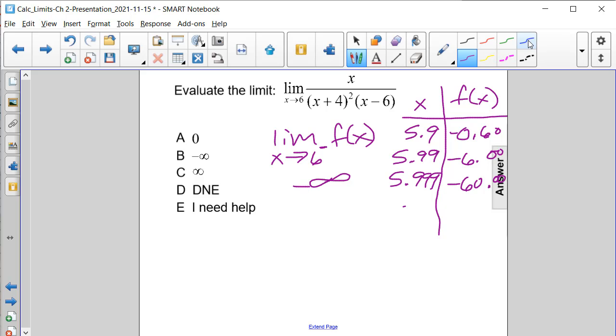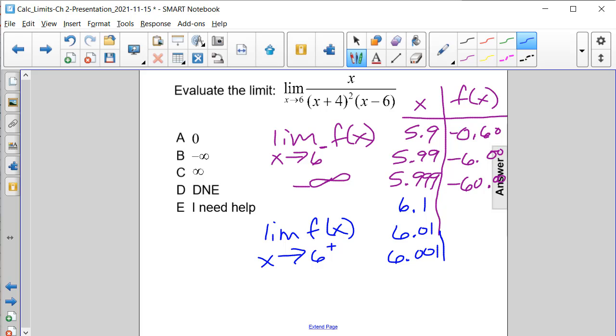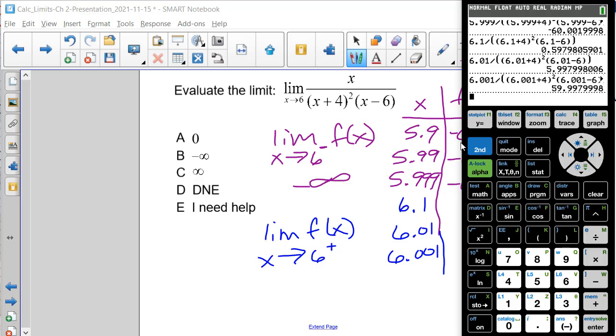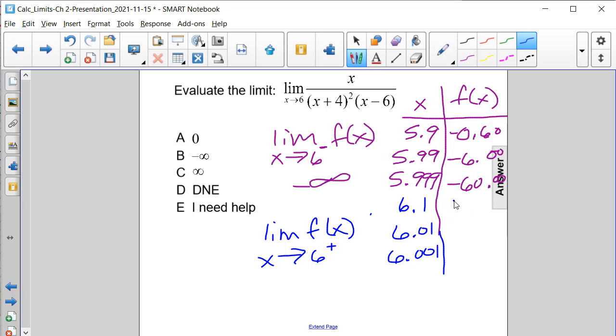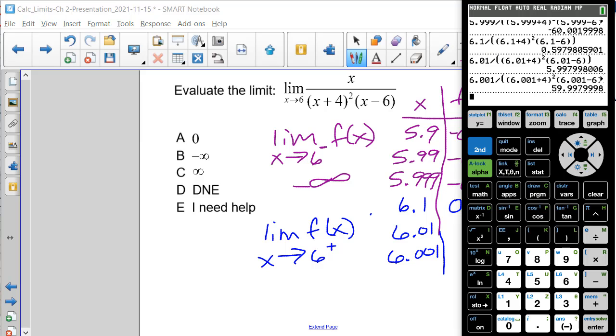Now let's look at the limit of f of x as x approaches 6 from the right. So the values that we're going to substitute in this time are going to be 6 and 1/10, 6 and 1/100th, and 6 and 1/1,000th. When we substitute these values in, for 6 and 1/10, we'll get about 60 hundredths. And then if we do 6 and 1/100th, we'll get about positive 6.